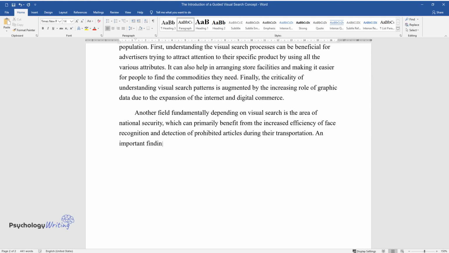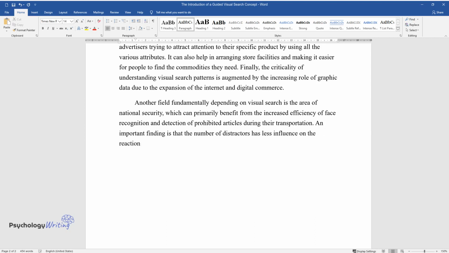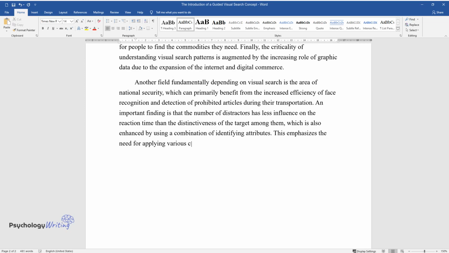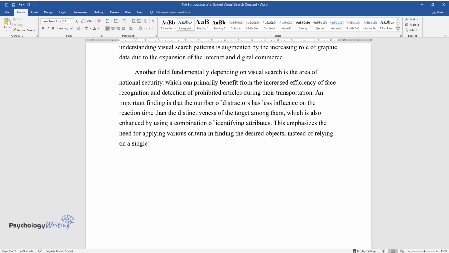An important finding is that the number of distractors has less influence on the reaction time than the distinctiveness of the target among them, which is also enhanced by using a combination of identifying attributes. This emphasizes the need for applying various criteria and finding the desired objects, instead of relying on a single one, and making such criteria as distinguishable and specific as possible.